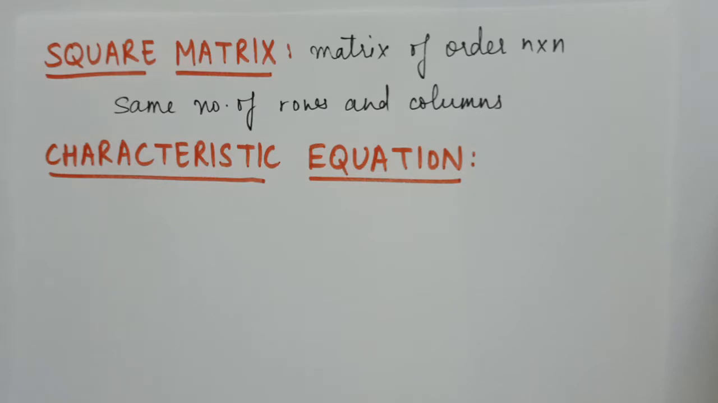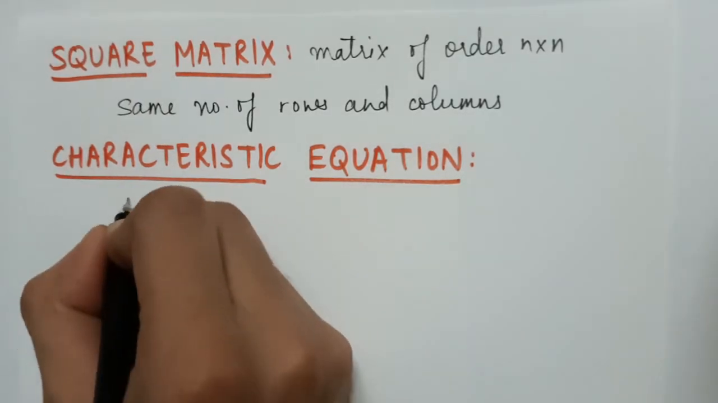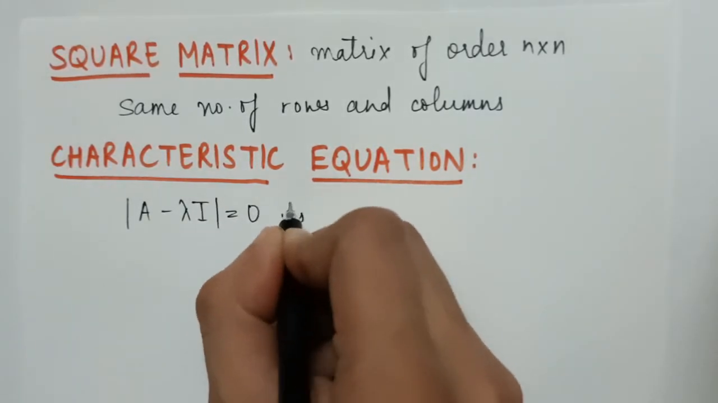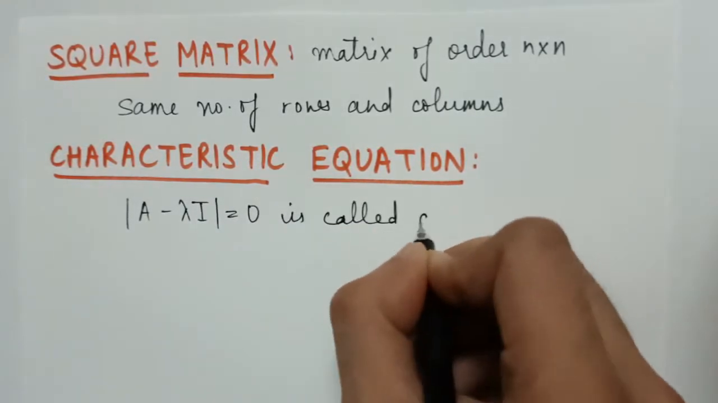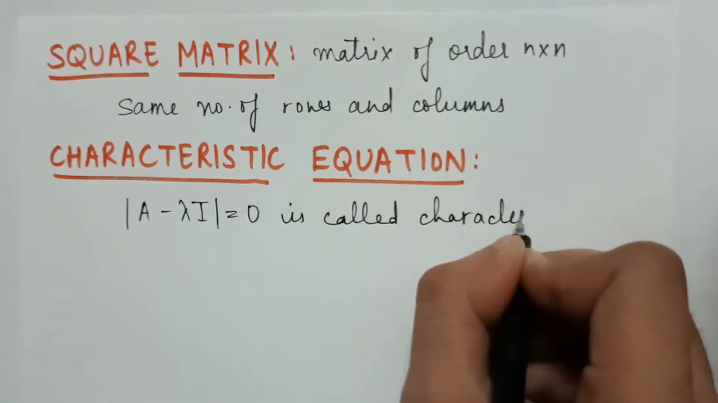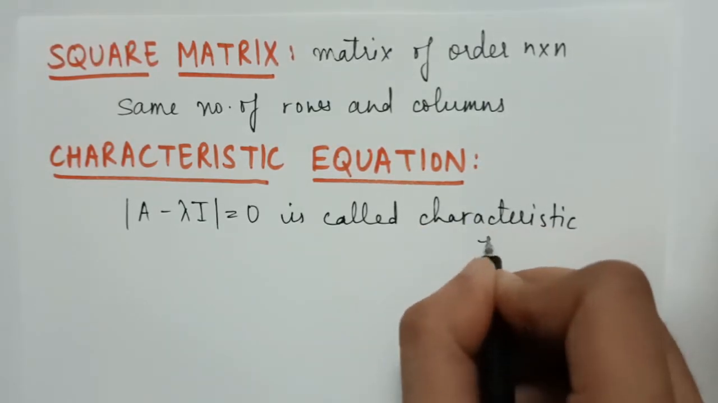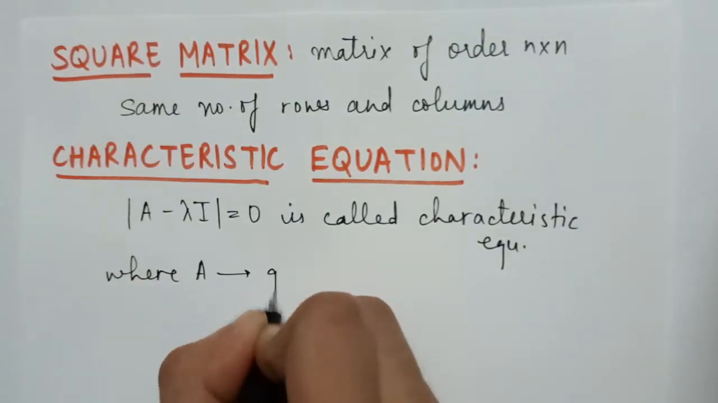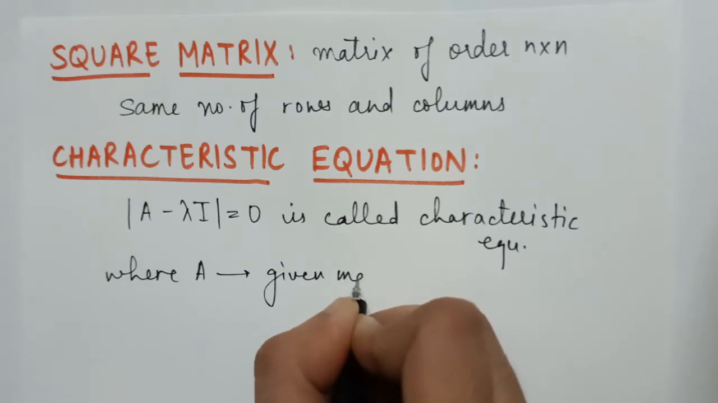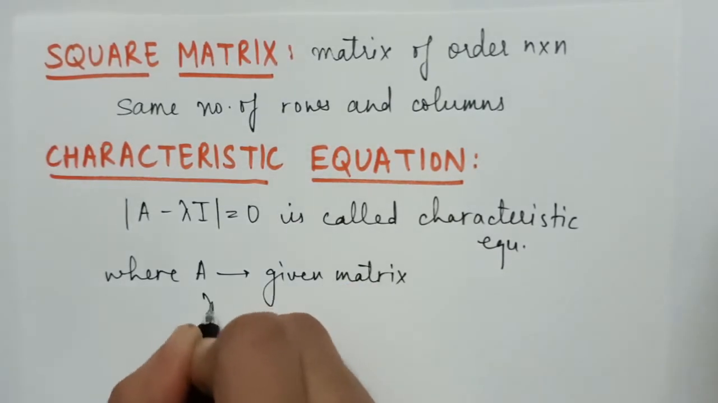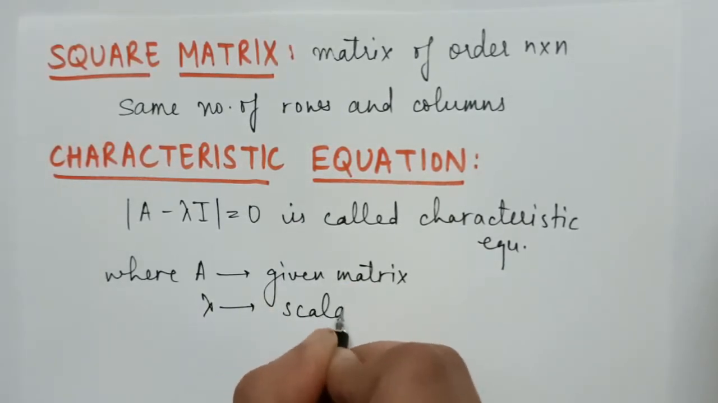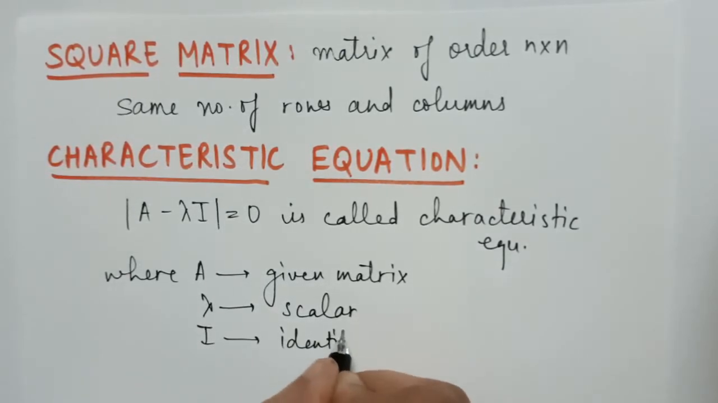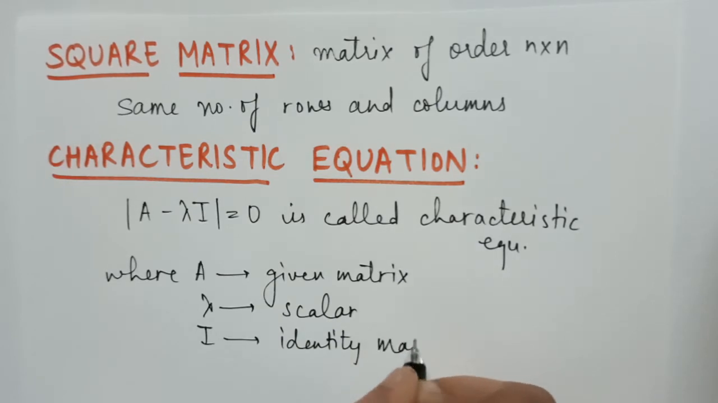Moving on to characteristic equation, an equation determinant of A minus lambda I equal to 0 is called characteristic equation, where A is given matrix, lambda is a scalar or constant, you can say, I is identity matrix of the same order as that of A matrix.